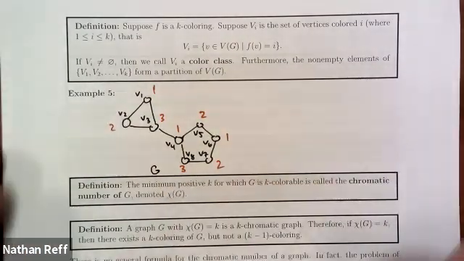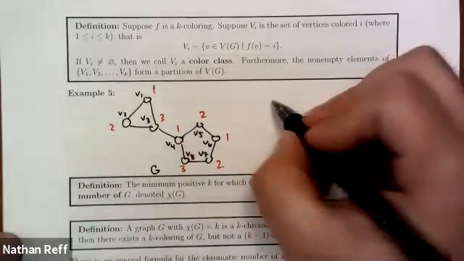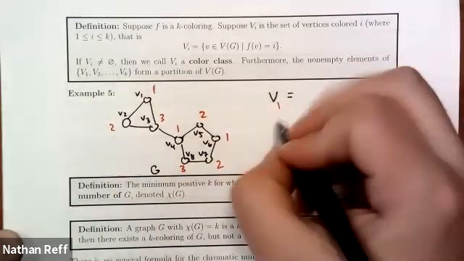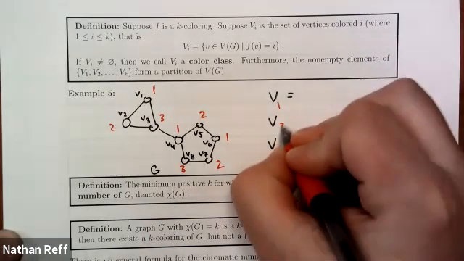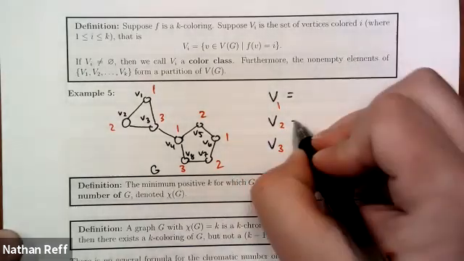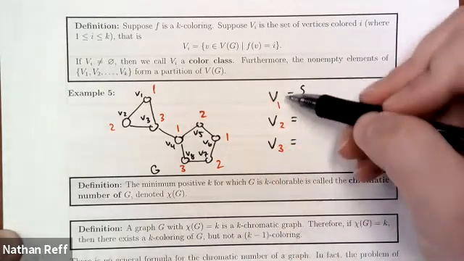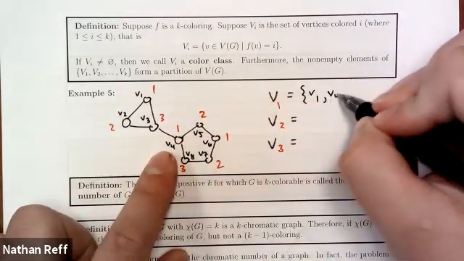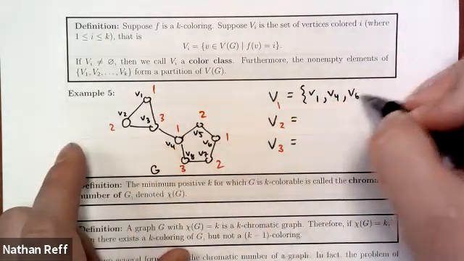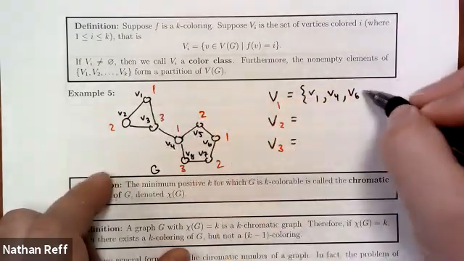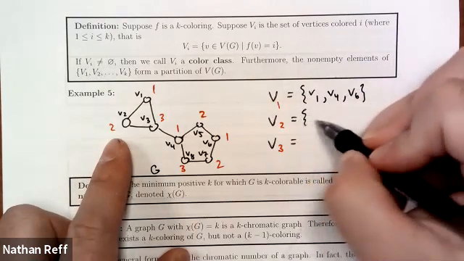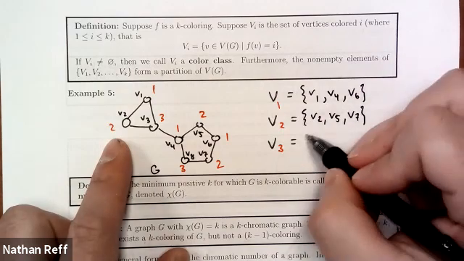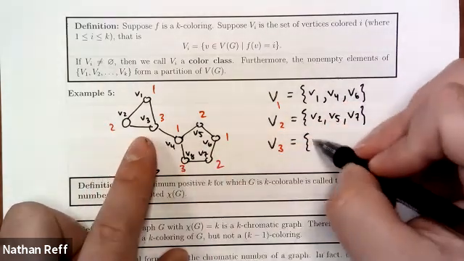Okay, so now the color classes: we just write out which vertices are colored 1, which are colored 2, and which are colored 3. Vertices colored 1: V1, V4, and V6, and no others, so those are the only 3 colored 1. The ones colored 2 are V2, V5, and V7. And the vertices colored 3 are V3 and V8.